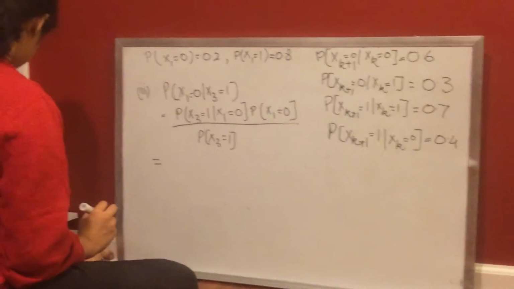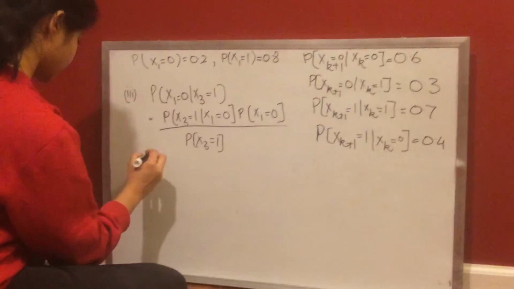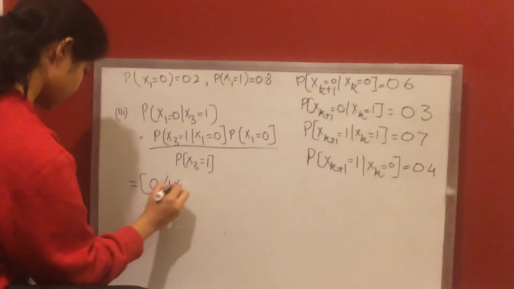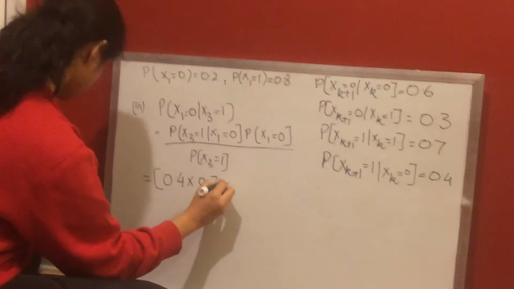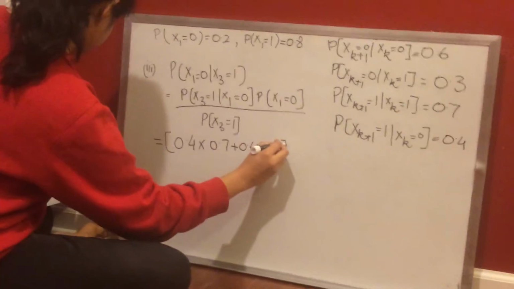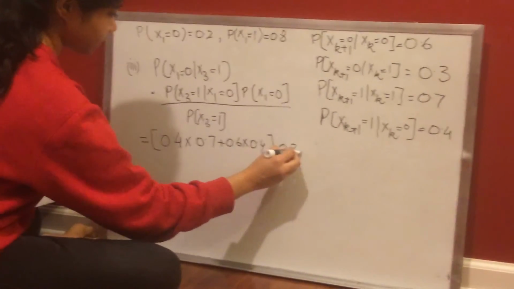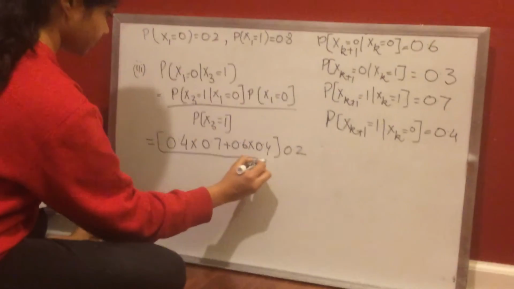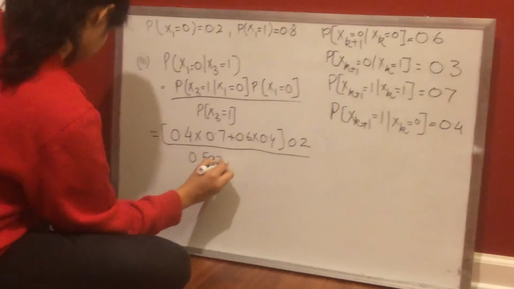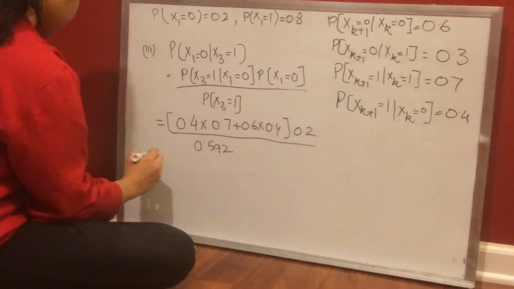So, after finding the probability, we will find that it will be equal to 0.4 multiplied by 0.7 plus 0.6 multiplied by 0.4, whole multiplied by 0.2, divided by 0.592. This will be equal to 0.176.